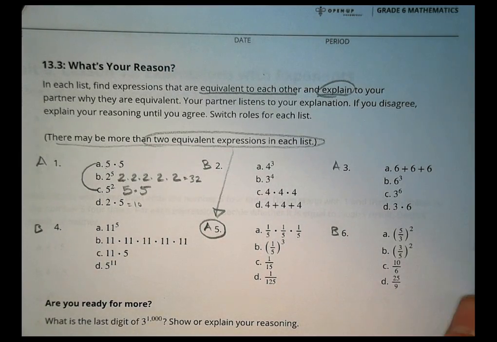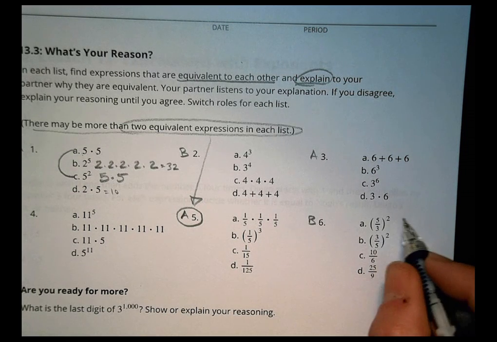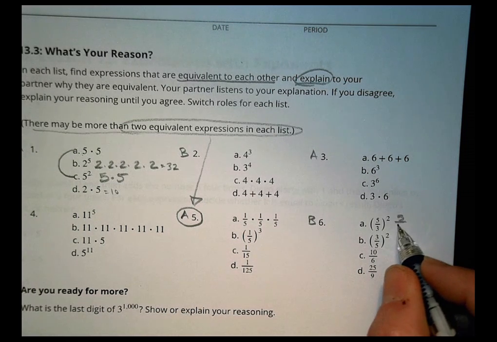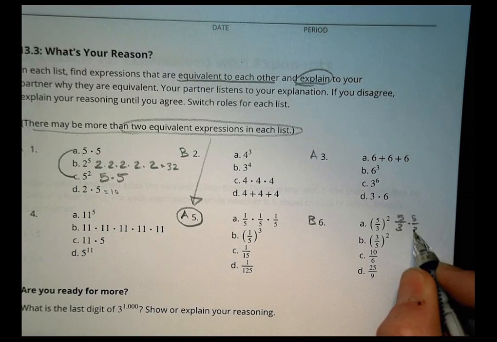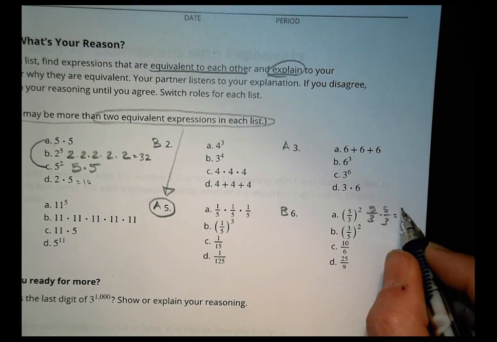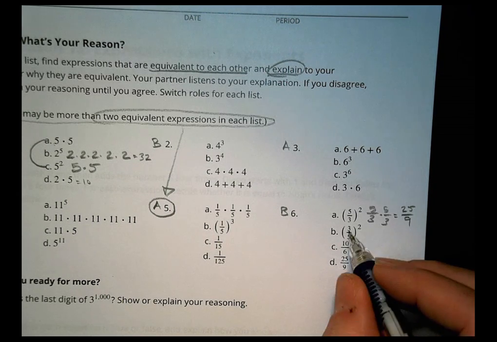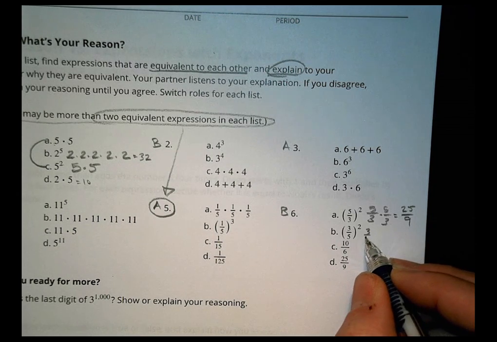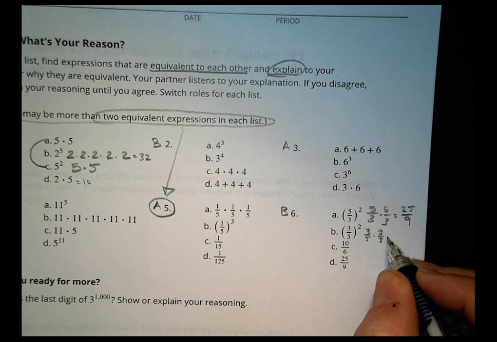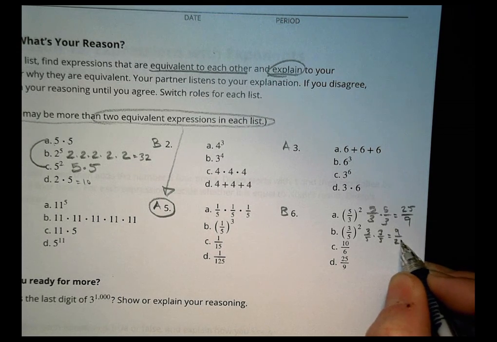So this is a great one because we're doing the fractions, and I like fractions. So (3/5) squared means what? 3/5 times 3/5. Well, to do fractions, I multiply. 3 times 3 is 9, and 5 times 5 is 25. So just rewriting that there, (3/5) squared is 3/5 times 3/5. So 3 times 3 is 9, and 5 times 5 is 25.